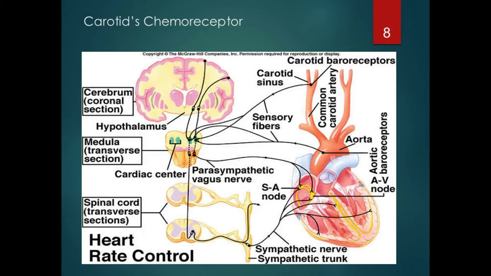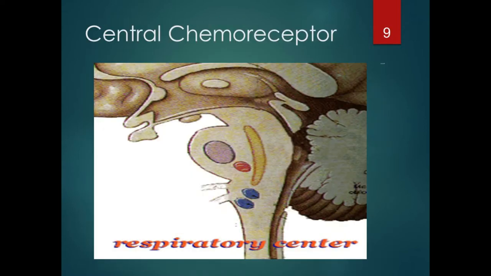Now, the cardiac chemoreceptors and baroreceptors, which are situated in the aorta, will send continuous stimuli to the central chemoreceptors in the medulla. This will trigger the sinus node, and will increase the heart rate and respiratory rate in order to compensate for the deficiency of oxygen.